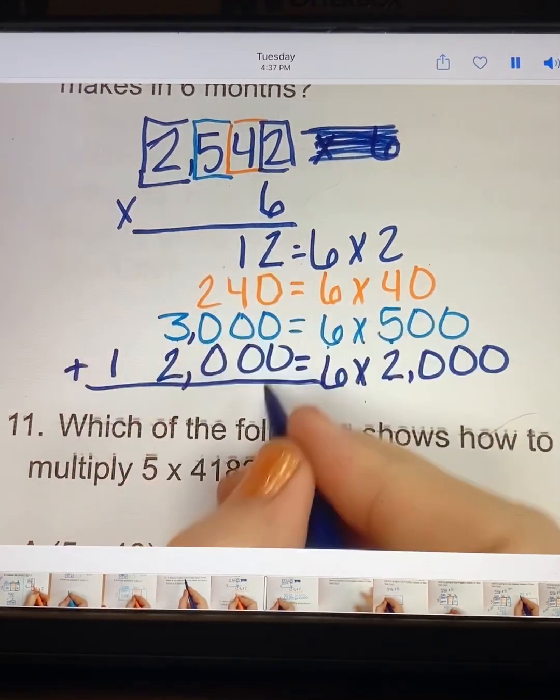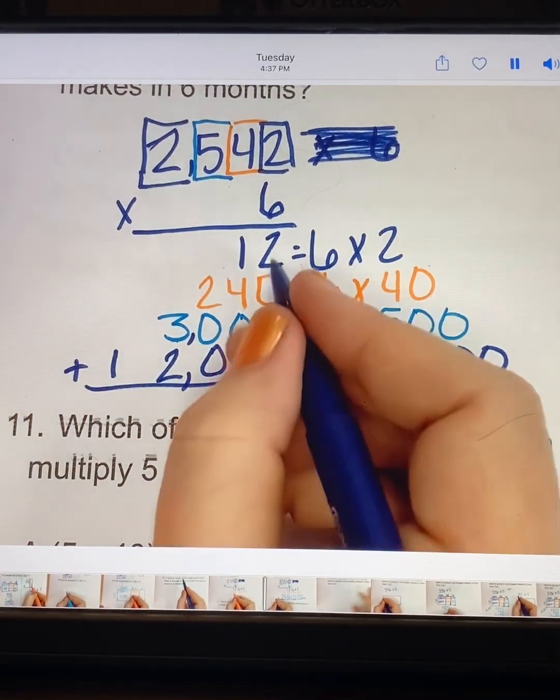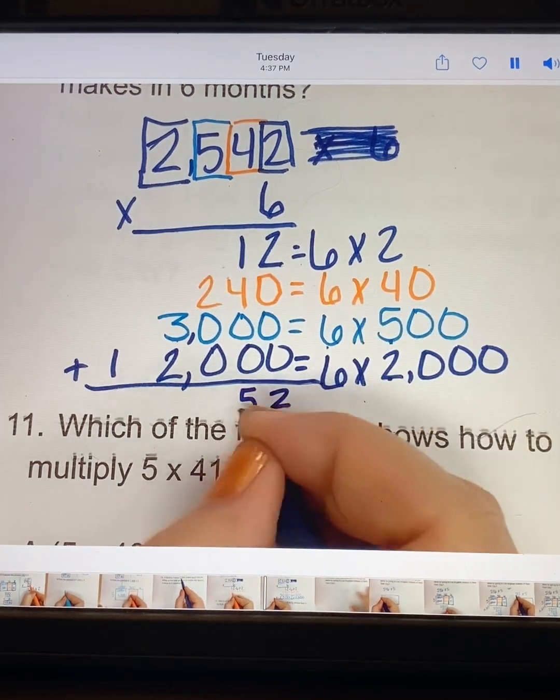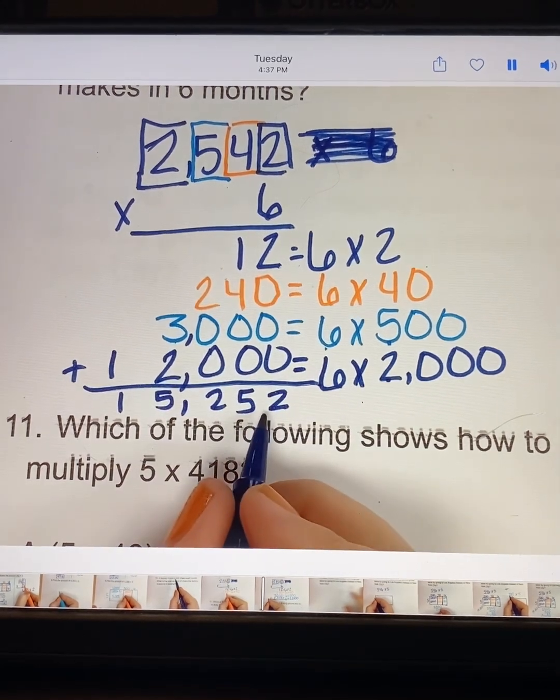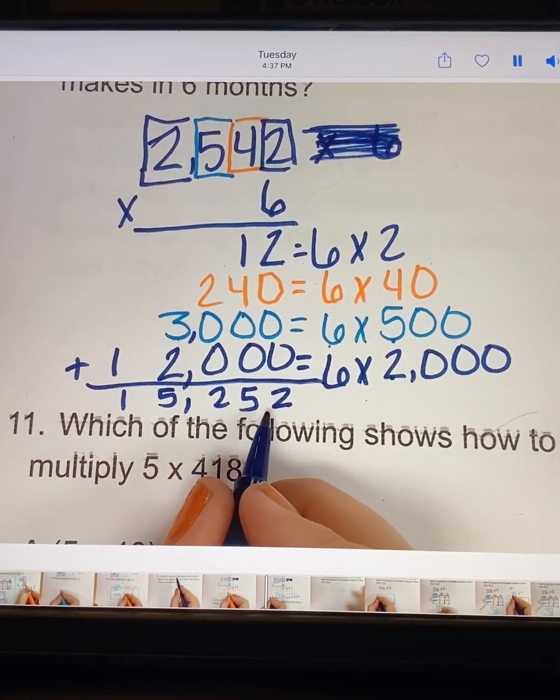And then I'm just going to add all my partial products. So I have 2, 5, 2, 5, and 1. So 15,252 would be my answer.